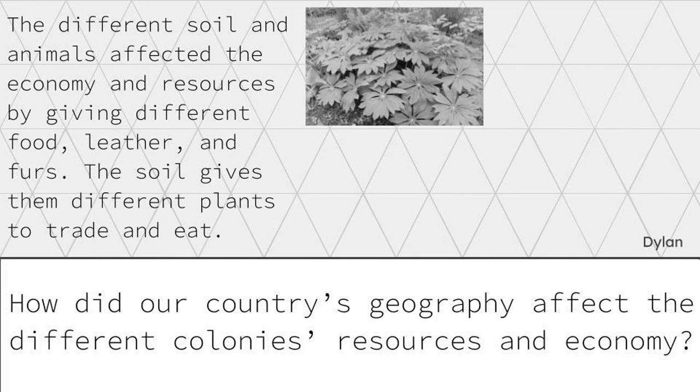How did a country's geography affect the different colonies, resources, and economy? The different soil and animals affected the economy and resources by giving different food, leather, and furs. Soil gives them different plants to trade and eat.